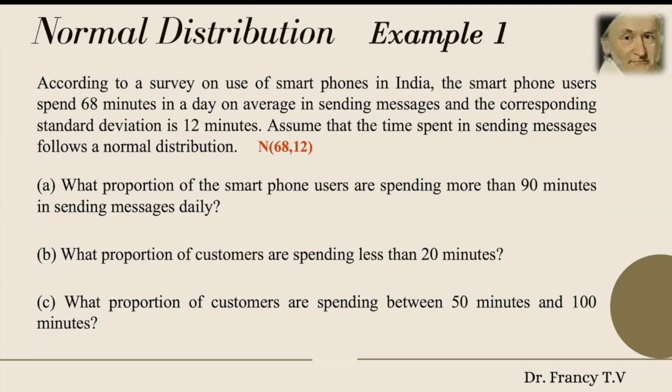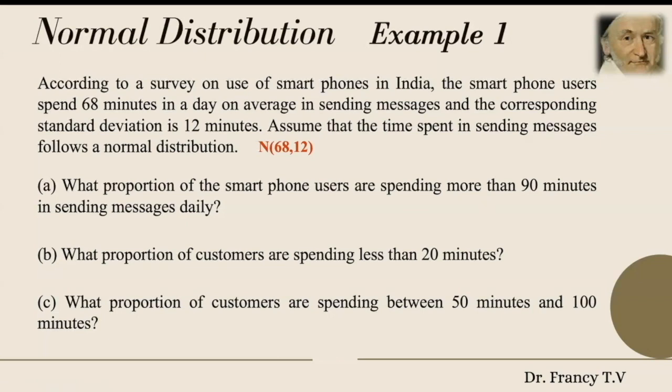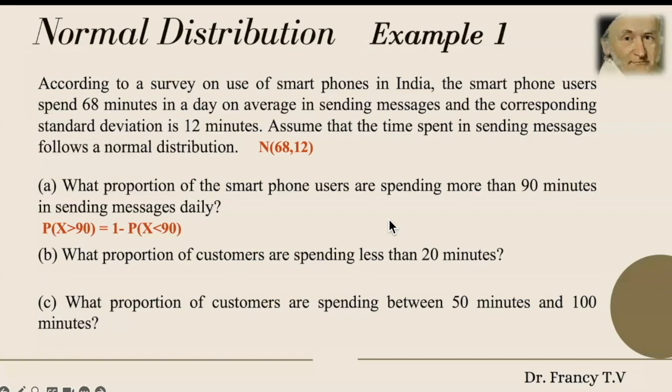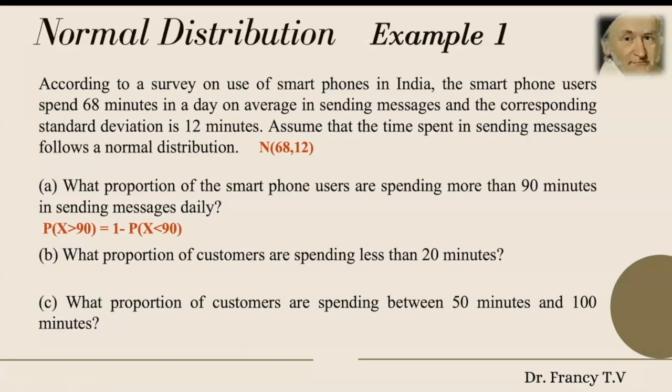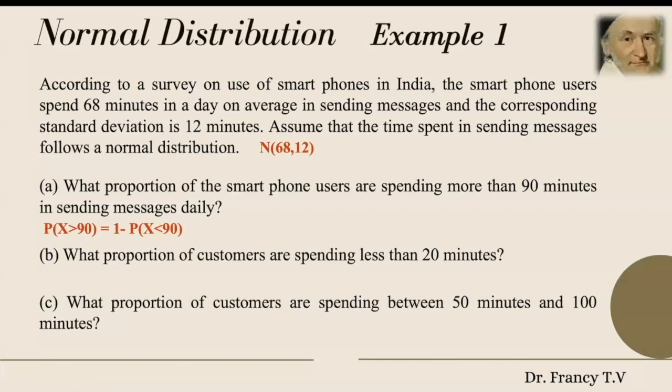Next, let us come to the first question. You are asked to calculate probability that smartphone users are spending more than 90 minutes in sending messages daily. That means probability X greater than 90. Probability X greater than 90 cannot be calculated directly. So we have to take it as 1 minus probability X less than 90. X less than 90 can be calculated using the Excel function.